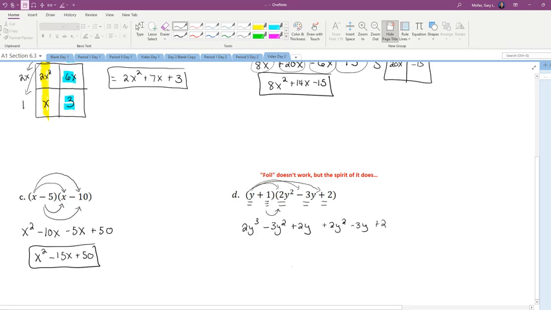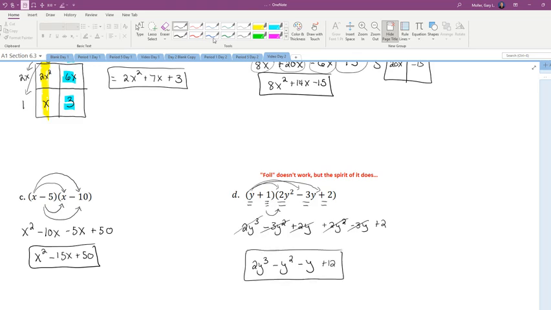So now I have to add these together. 2y cubed, I have no other y cubes. I have a couple, let me cross it off so I took care of it. Negative 3y squared and 2y squared is negative 1y squared. 2y minus 3y is negative y. And I have a plus 2. That's one way to look at it.